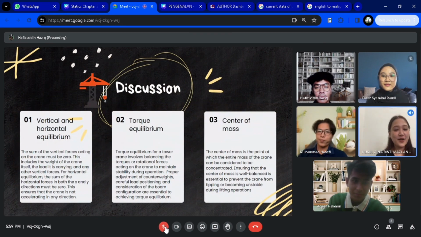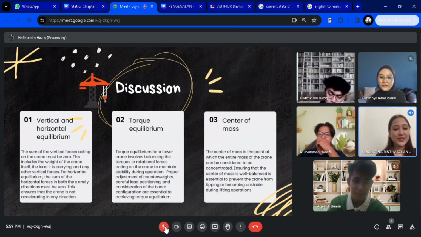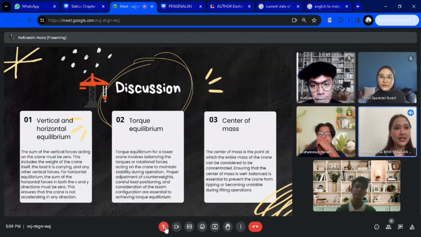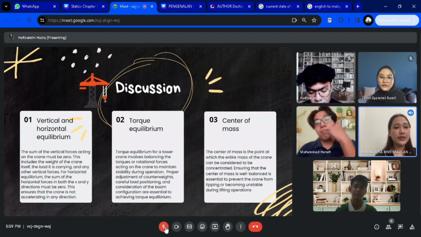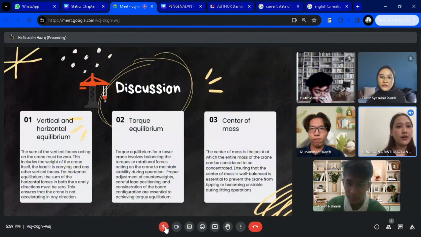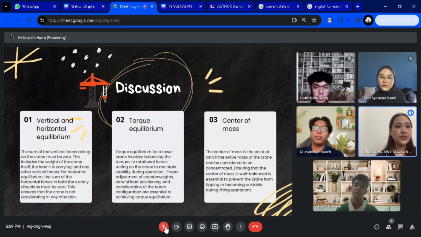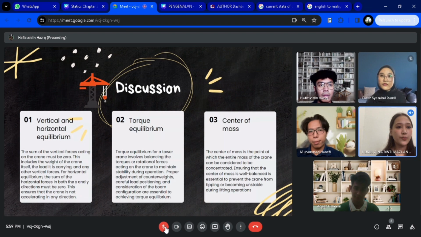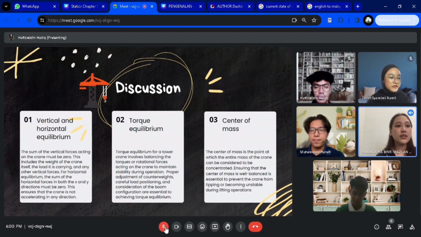A tower crane is a common piece of heavy equipment used in construction to lift and transport materials during the construction process. In order to operate safely and efficiently, we must maintain equilibrium. There are three states: first is vertical and horizontal equilibrium, second is torque, and lastly center of mass. For vertical equilibrium, the sum of the vertical forces acting on the crane must be zero. This includes the weight of the crane itself, the load it is carrying, and any other vertical forces. For horizontal equilibrium, the sum of the horizontal forces in both the x and y directions must be zero. This ensures that the crane is not accelerating in one direction.